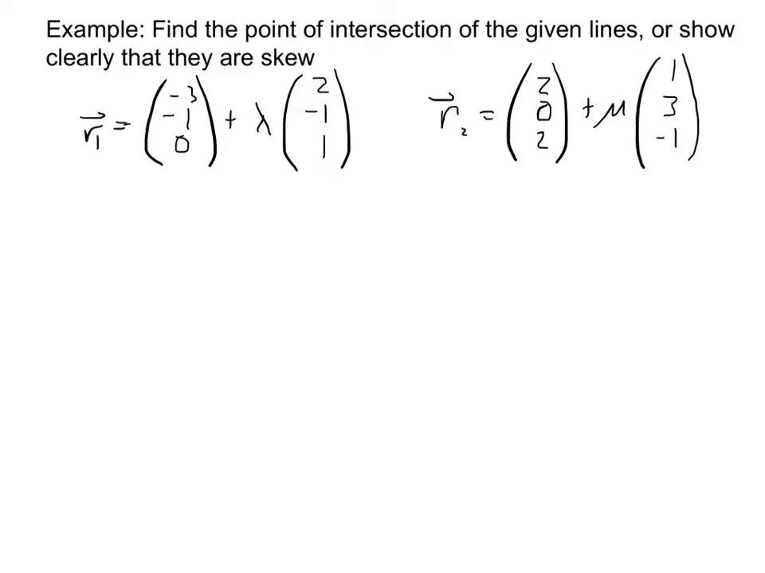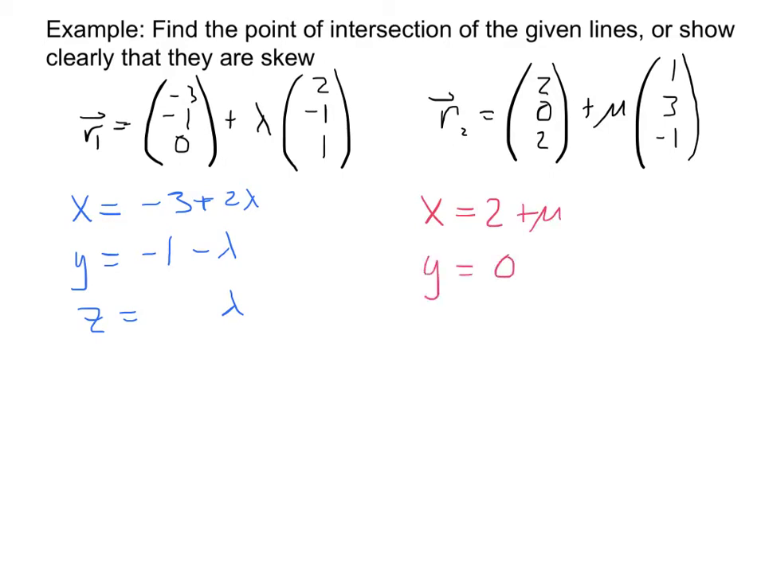So realistically, the steps here are the same. Right? The first thing we do is we write this in parametric form. X equals -3 plus 2 lambda. Y equals -1 minus lambda. And z equals 0 plus lambda, in other words, just lambda. Okay? You should be able to do the same thing for the other one, so pause the video and make sure that you can do that on your own. You should have x equals 2 plus 1 mu, or just mu. You'll have y equals 0 plus 3 mu, in other words, 3 mu. And you have z equals 2 minus mu.